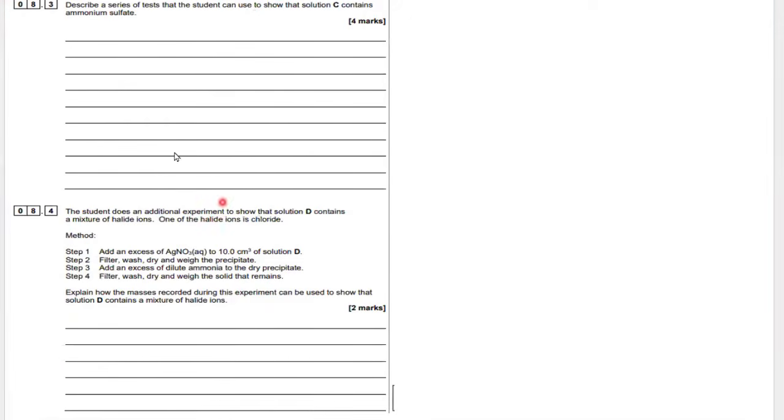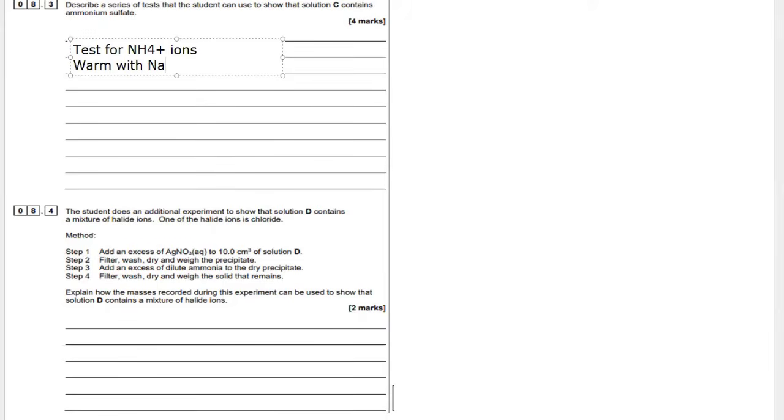All right, this is the final couple of bits before we go on to the multiple choice. Describe a series of tests the student can use to show that solution C contains ammonium sulfate. So some of you will have done this in triple science, and you'll know the test for ammonium ions. So test for NH4+ ions, you just want to warm with sodium hydroxide. So we're going to warm with sodium hydroxide.